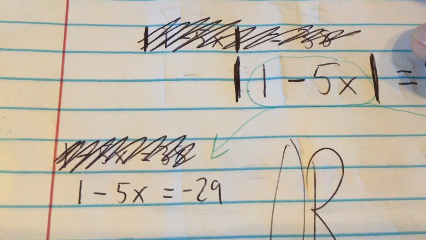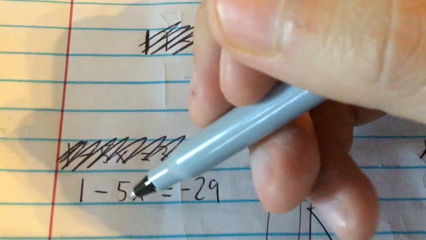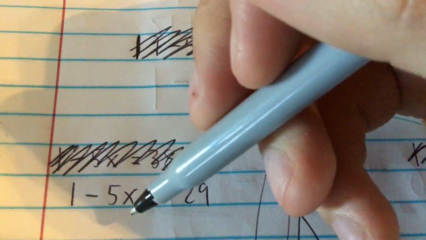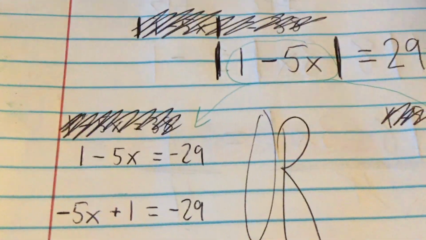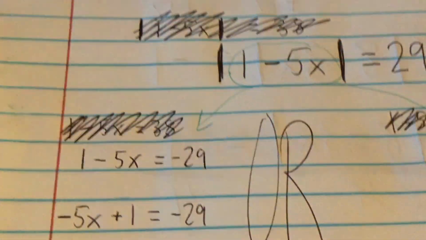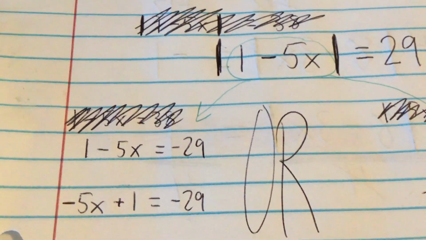If it makes life easier for you to keep the signs the same and switch it so that we have negative 5x plus 1, be my guest. If you know to subtract 1 from the beginning, that's fine as well. I just want you guys to be flexible.